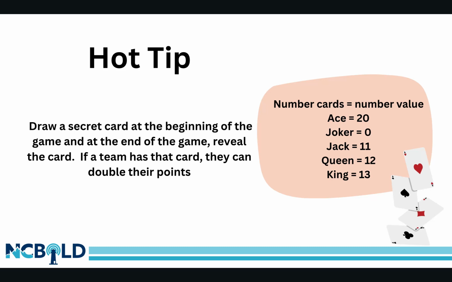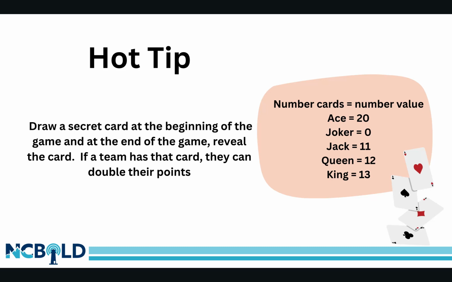Another way that you can add a little spice to the game and keep students on their toes, and this is totally optional, is that before you even start the game, you can draw a secret card from the deck at the beginning of the game, and at the end of the game, reveal that card. So for example, at the beginning of the game, you can draw, let's say, a 3 of hearts. And at the end, if a team has a 3 of hearts, they can double their points. So it keeps kids on their toes.